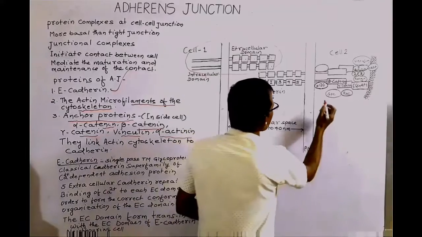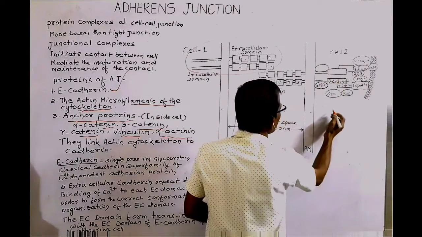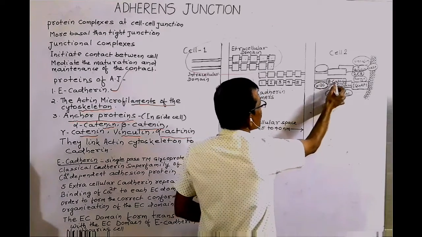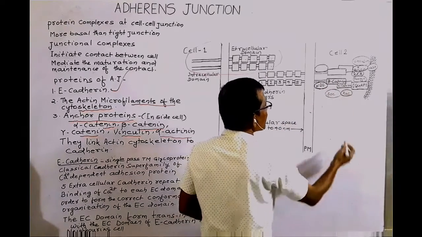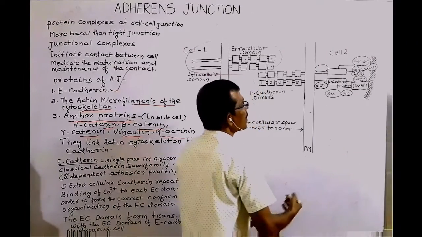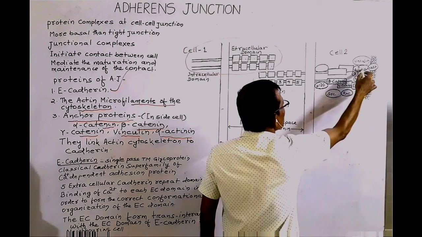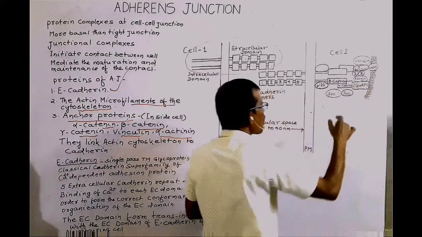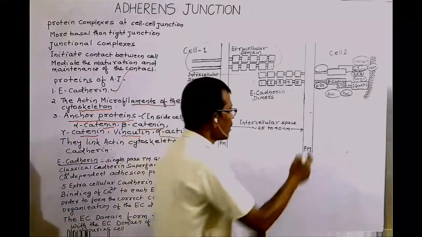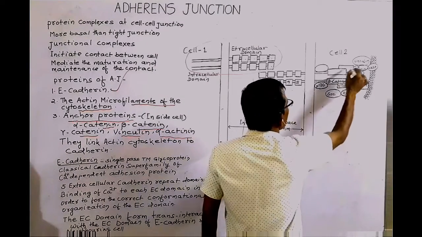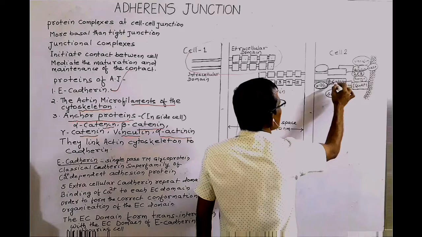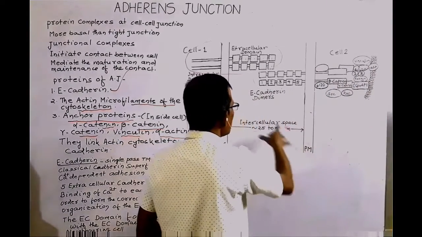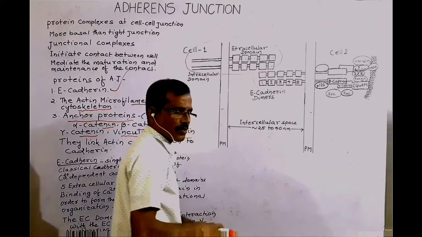Various anchor proteins that bind with the intracellular domain are P120 catenin, beta catenin, alpha catenin, and a number of proteins like vinculin, actinin, formin 1, and so many proteins together serve as anchor proteins. These anchor proteins link the intracellular domain with the actin cytoskeleton. This is about the various components of the adherens junction.